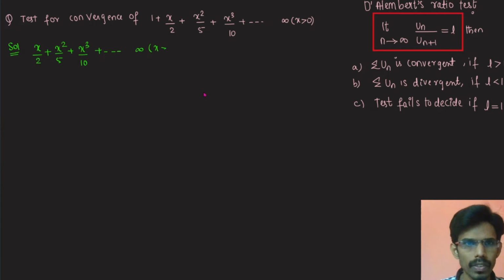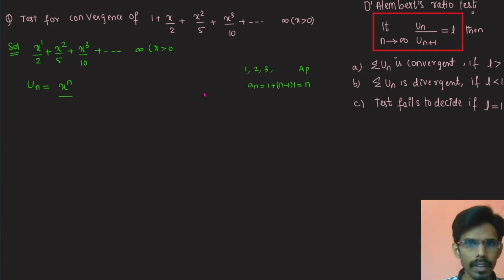Now if I see the power of this x, we have 1, 2, 3 and so on, which are in arithmetic progression. Its general term will be 1 plus n minus 1 into common difference 1. So we have n as the general term. So the numerator of the general term will be x power of n.